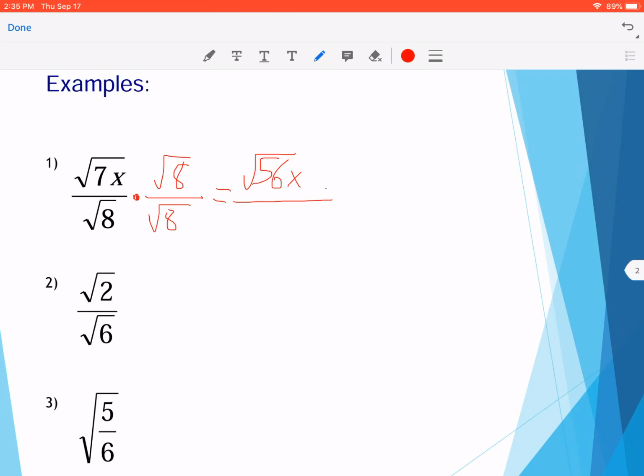Radical 8 times radical 8 is really just 8. If you want to, you could put the square root of 64, but that turns into 8. So I have a denominator of 8, which is perfect.